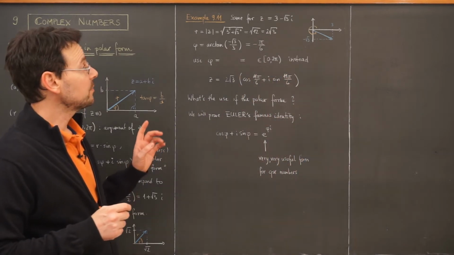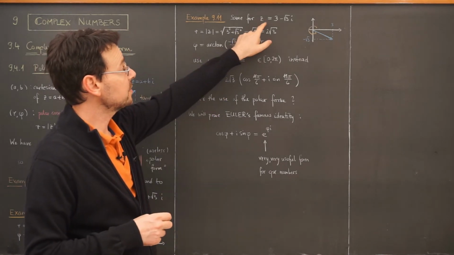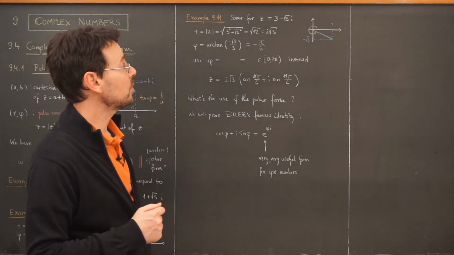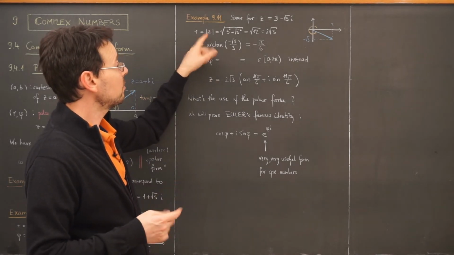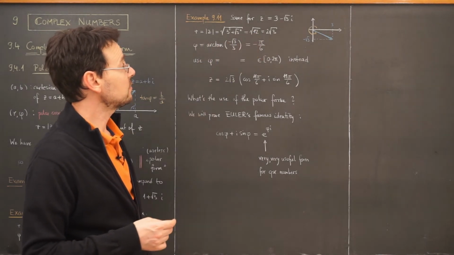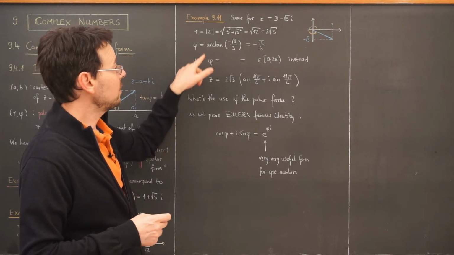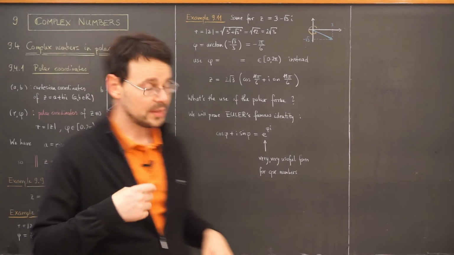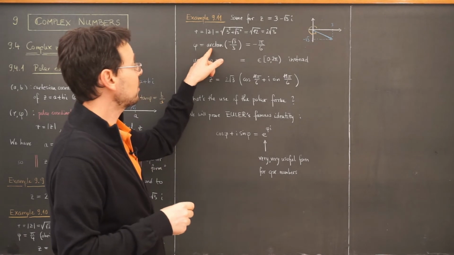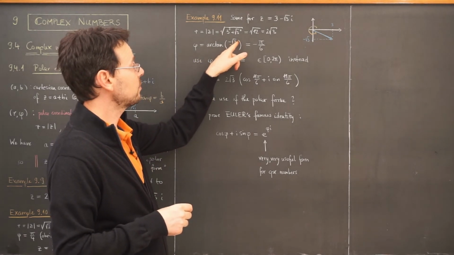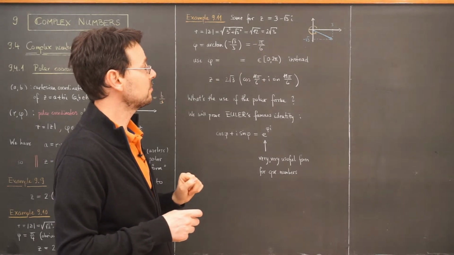Another example, where the arrow lies in the fourth quadrant. The number is 3 minus square root of 3 times i. The radius, or r, of the polar form is again no problem. Simply using this formula, you end up with 2 times square root of 3. And when you calculate the argument using this formula, you obtain arctangent of minus square root 3 divided by 3, and your calculator gives you minus pi over 6.